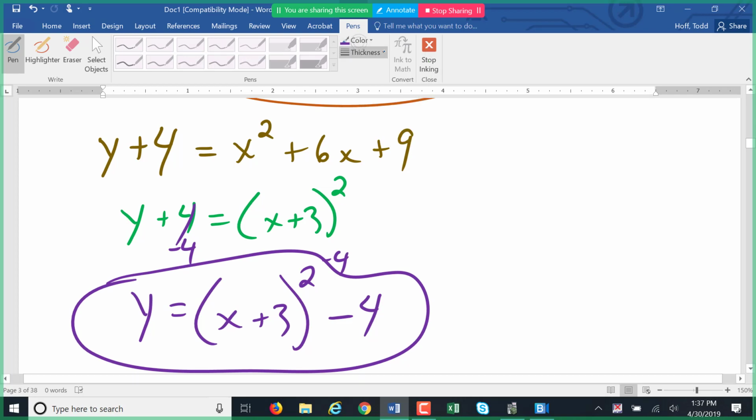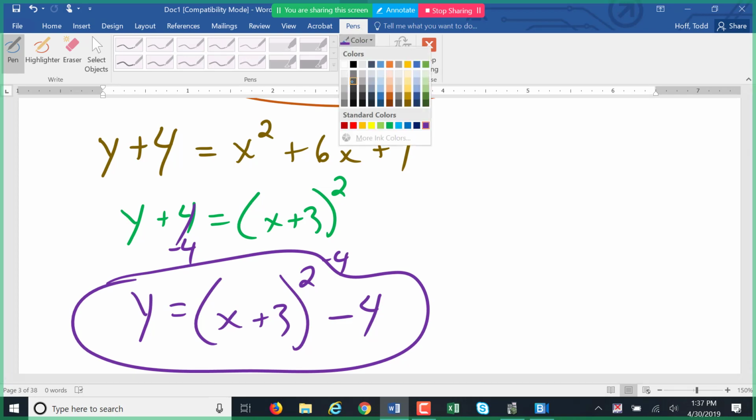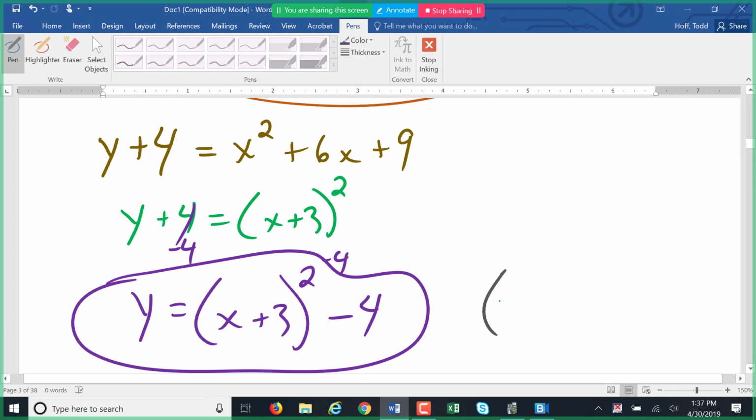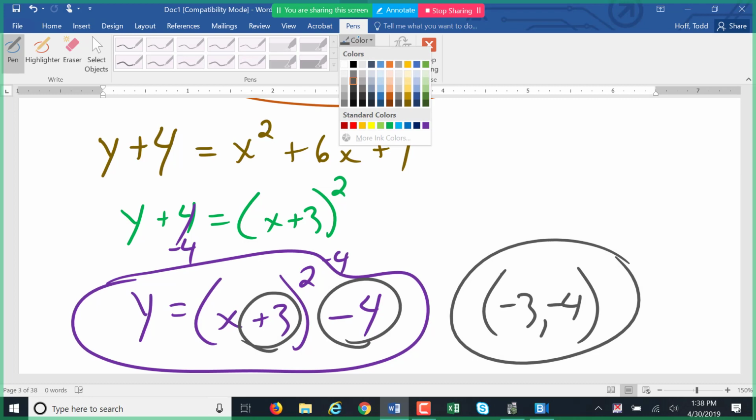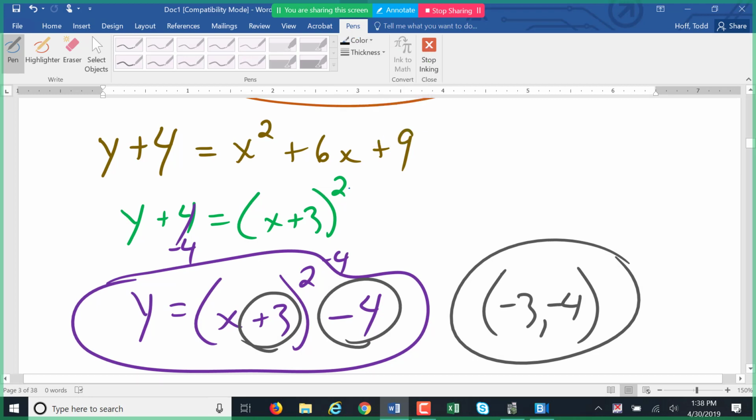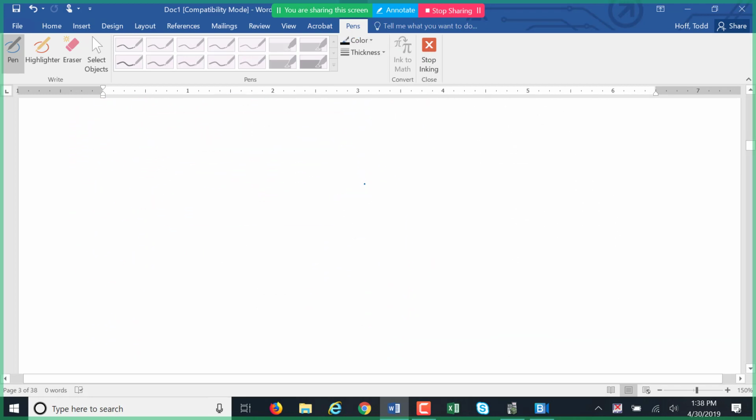Where's our vertex? Perfect. Vertex is at, oops, careful. Negative 3, negative 4. There we go. It gets confusing because this one's the opposite and this one's the same because we've moved it over to the other side. It can be a little uglier when I do this.